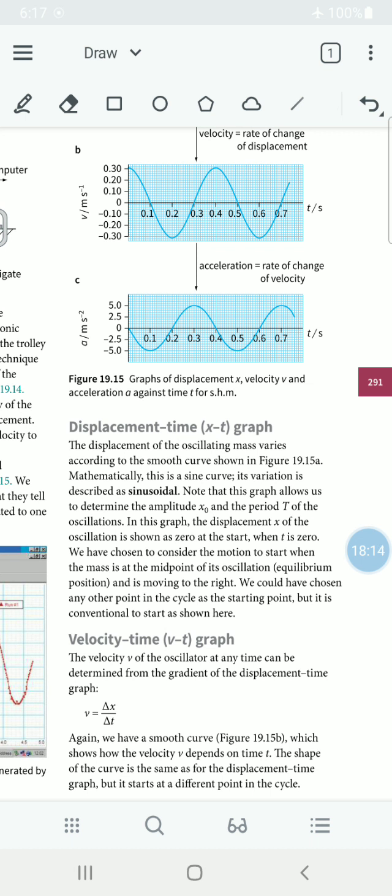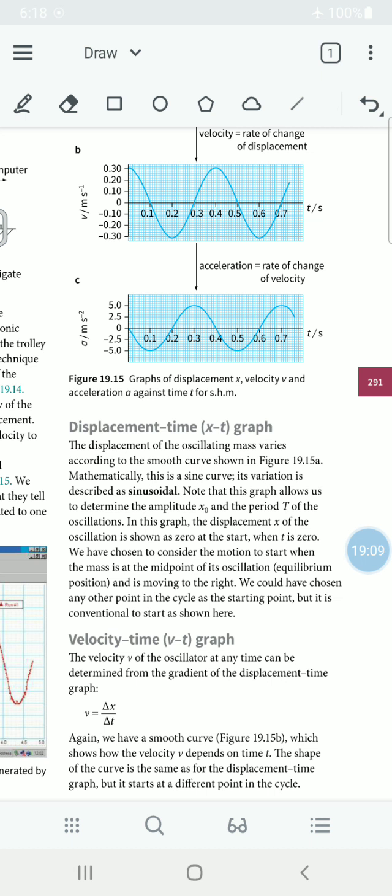However, as the velocity is at its highest point when the object in SHM is passing the equilibrium point, it would start as shown above, that is at the highest point.